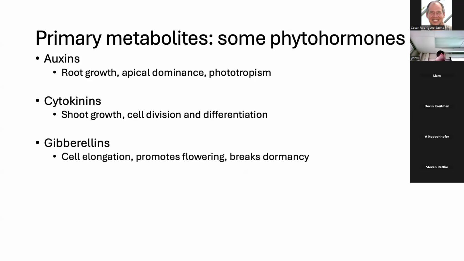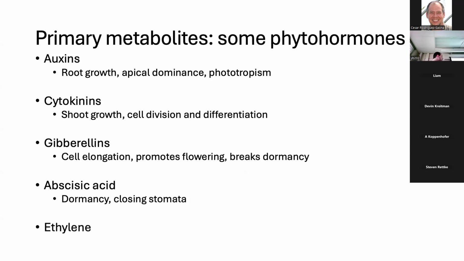We got gibberellins, also a major growth hormone for plants, and it promotes flowering and breaks the dormancy of the plant. And abscisic acid, which is kind of the opposite of gibberellins, helps the plant enter dormancy, closes the stomata of the plant. And lastly, we got ethylene, which is for fruit ripening and leaf abscission.